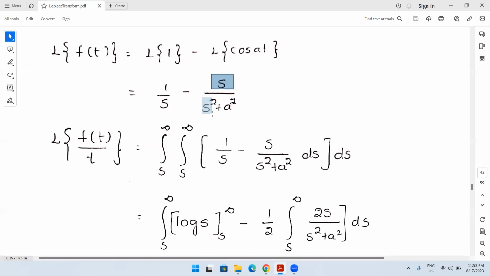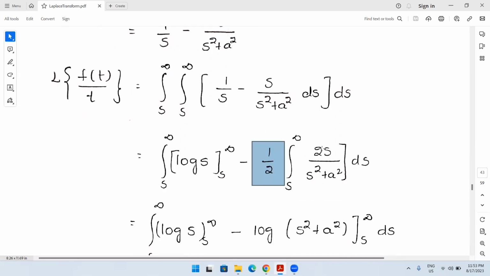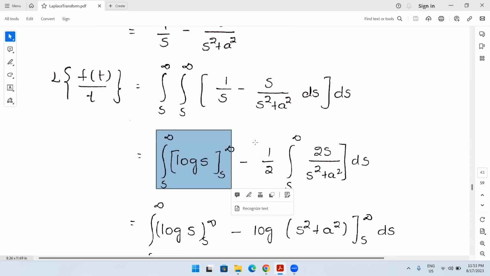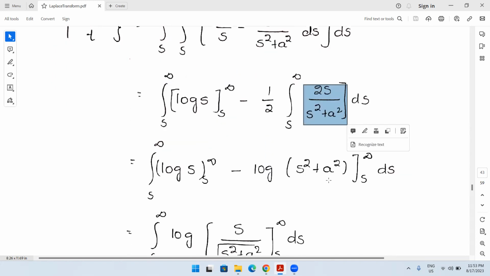What's the denominator's derivative? The derivative of s square plus a square is 2s plus 0. So we need 2s. To get 2s, divide and multiply by 2, so 1 by 2 into 2s, so that we get it in the form of f dash of s by f of s. Anyway, this term we have already seen. So 1 by 2 as is, and it is of the form f dash of s by f of s. And what is the f dash of s by f of s form?